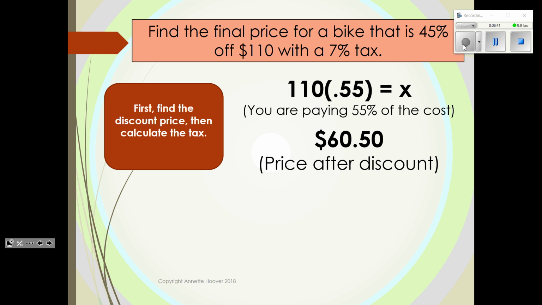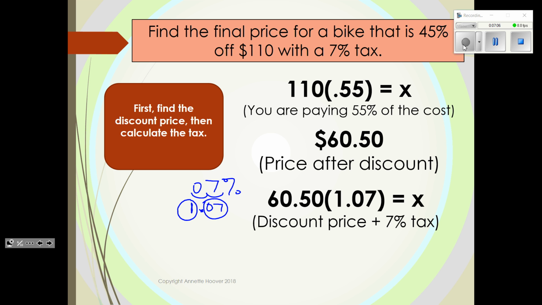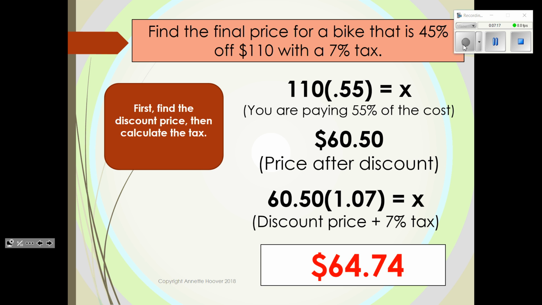Now to do the tax. I have to turn the 7% into a decimal by moving the decimal over 2 places. So it would be 7 hundredths. Remember, if I put that 1 in front of it, it says I'm paying all of the discounted price, all of the $60.50. In addition to that, I'm paying a 7% tax. So I can take the $60.50 and multiply it times 1 and 7 hundredths. This means I'm paying all of this. This means I'm paying a 7% tax. And I find out that the price after the discount and the tax is $64.74.